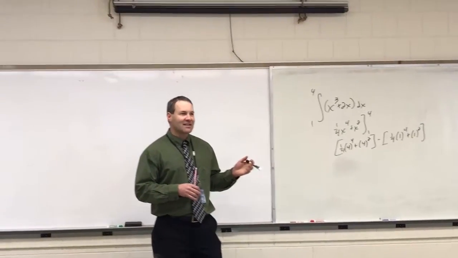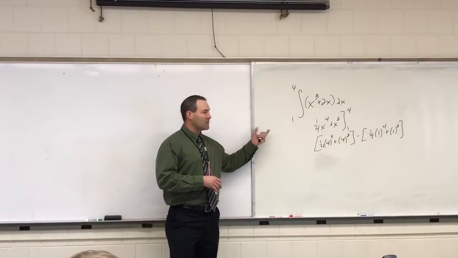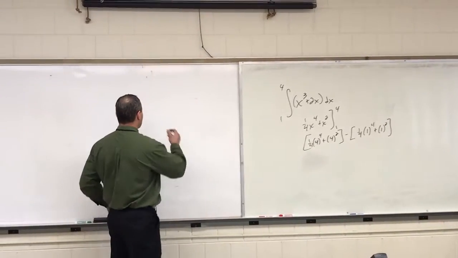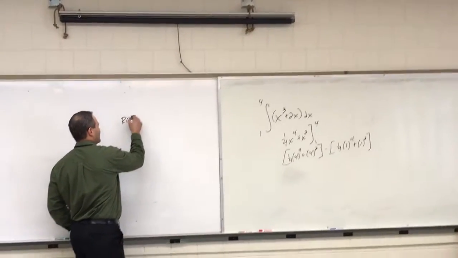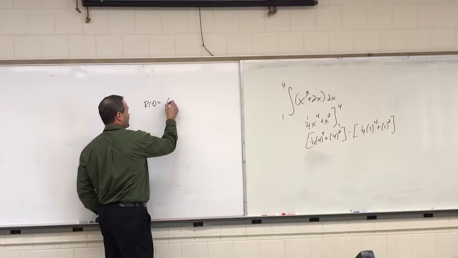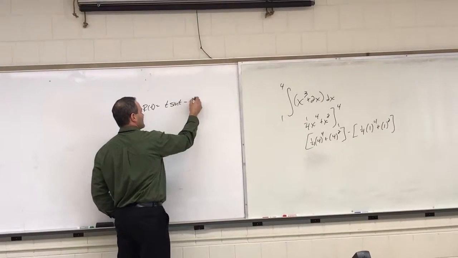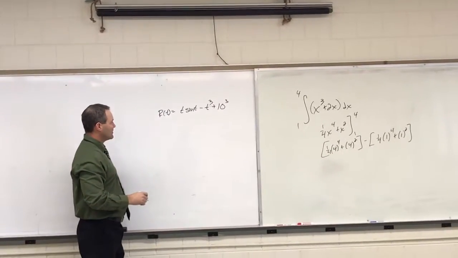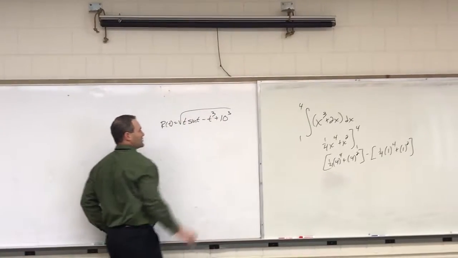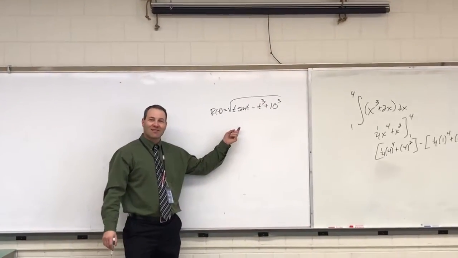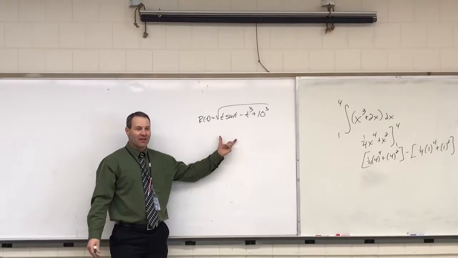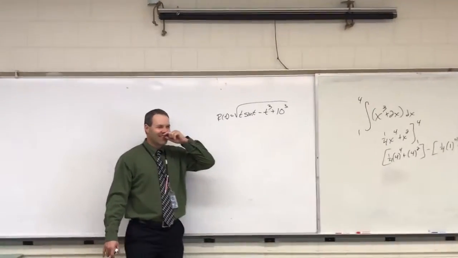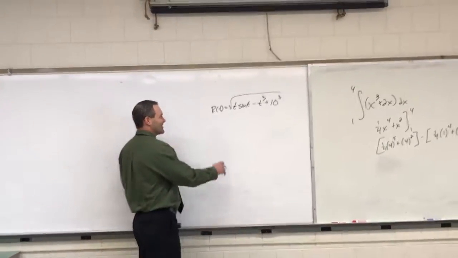On the AP exam, it's expected that you will do integrals and derivatives on the calculator. They'll give you a huge expression, like t sine t minus t cubed plus 10 to the third or something like that, and take the square root of the whole thing too. This is the rate at which water is flowing into a tank.